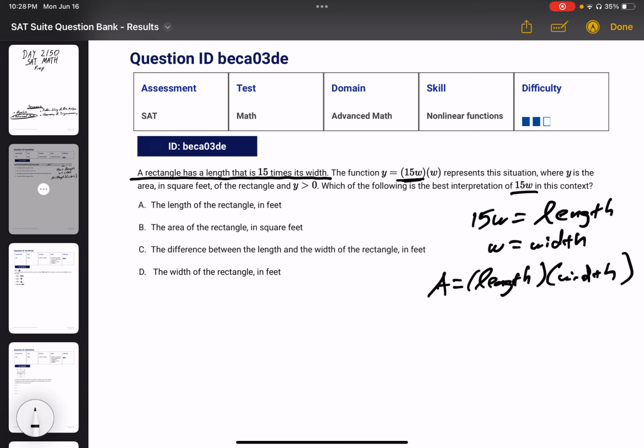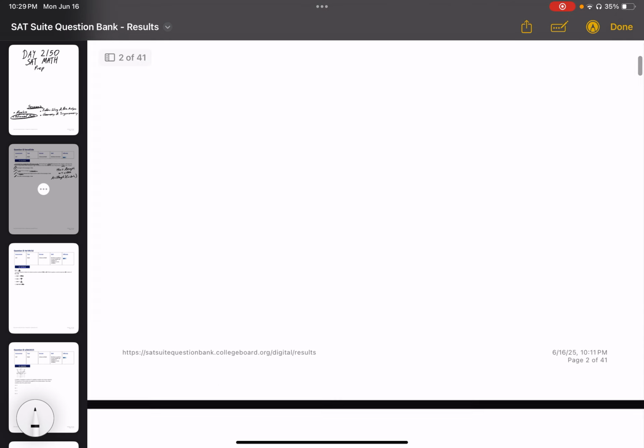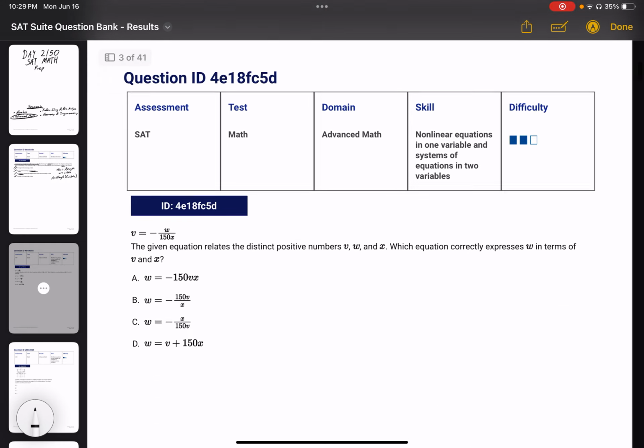So if we look at our first answer choice, the length of the rectangle in feet, that's what we just said. And then we'll just go through the other ones to check. The area of the rectangle in square feet, so we know it's not the area, but square feet does correspond to the units. The difference between the length and the width of the rectangle in feet, no, there's no subtraction. Difference would mean subtraction. And then we have the width of the rectangle in feet. No, it's the length. Okay. That one's pretty straightforward.